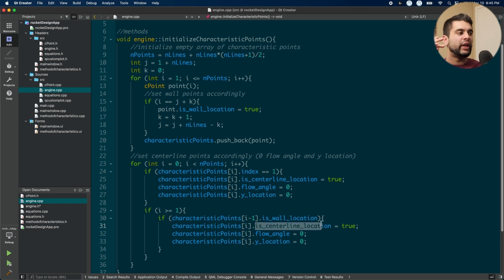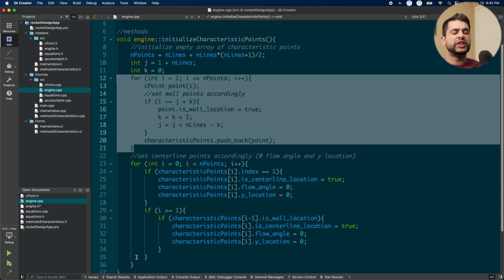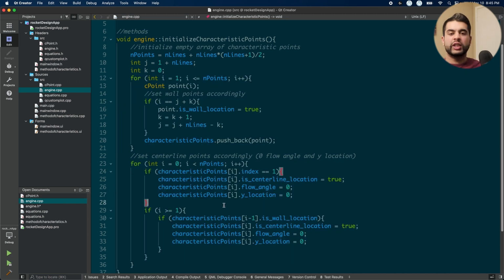And then again, my flow angle is 0 and the y location is 0. I have two loops here. The first one gets the wall points. The next one gets the points on the center line. The wall points are a bit more tricky. So all I do is I do the n plus 1 thing.